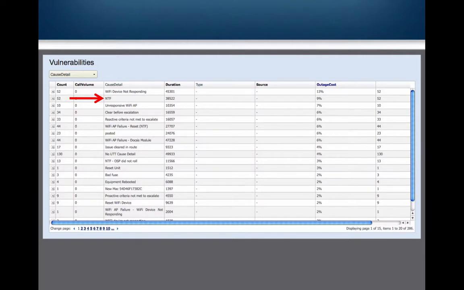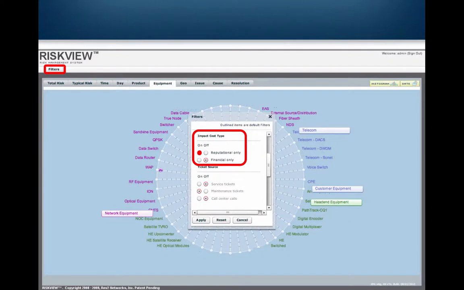NTF is this service provider's code for no trouble found, but because of the recurring NTFs on this list of causes that represent reputational risks, we can quickly deduce that there must be trouble with the equipment after all. The service provider discovered that it was spending money on truck rolls and maintenance to repair equipment that was not actually getting repaired. So we learned what type of equipment is causing reputational pain and what is causing the equipment to create pain.